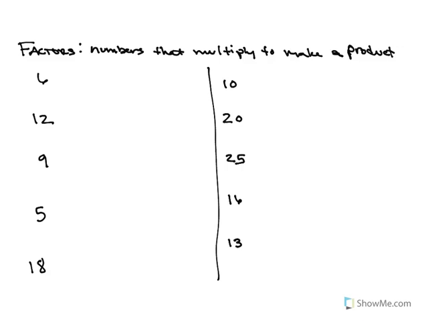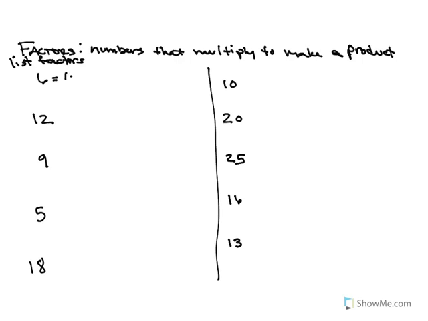Okay, so factors are numbers that multiply to create some type of product. So basically, when you have a number, and a problem is asking you to list the factors, that means you just have to find all the numbers that multiply to create that number. So if we're looking for the factors of 6, you just have to think about it and multiply, or find the numbers that divide evenly into 6.